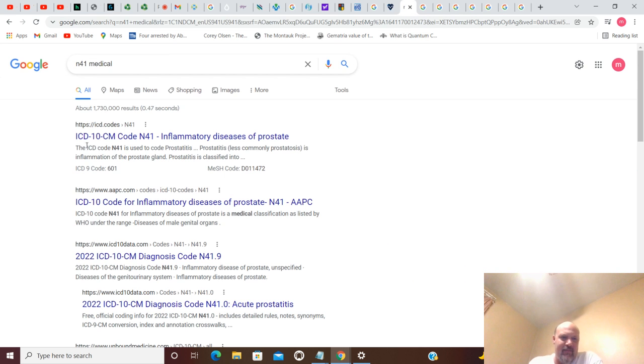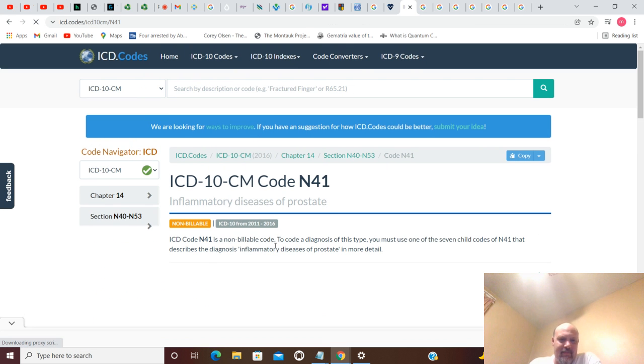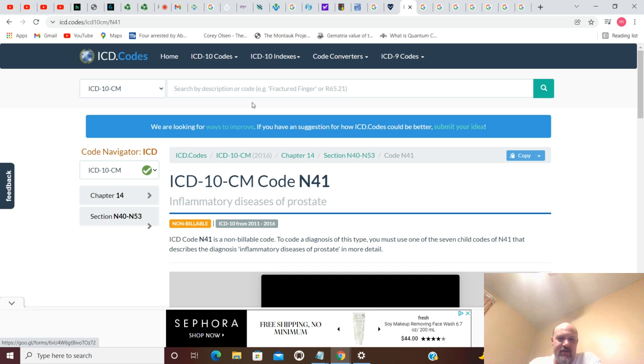All right, if we move on from that, you have N41. You have ICD-10-CM code N41, inflammatory disease of the prostate. So I guess that's the same thing. I could have just clicked into one of these. It's an ICD code.